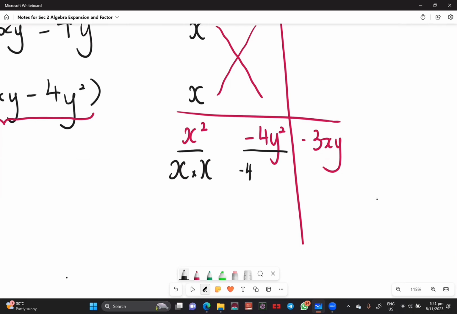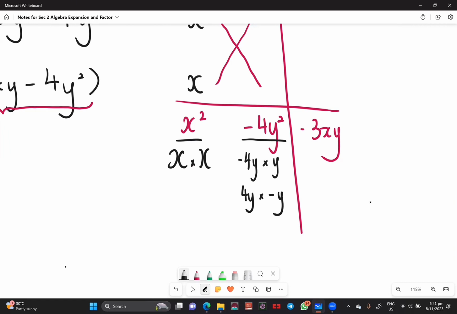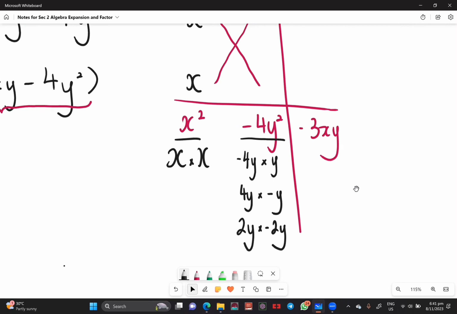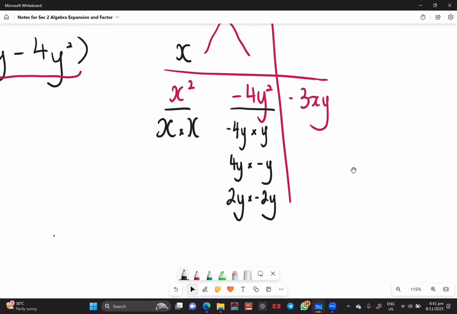But let's list down negative 4y times y. There's one possibility. 4y times negative y. There's also another possibility. Of course, we have 2y times negative 2y as well. Then we get to negative 4y squared. We can also have negative 2y times 2y. No difference. That's it, right?